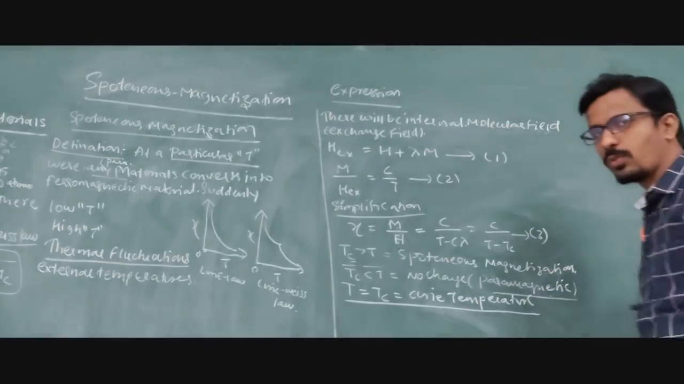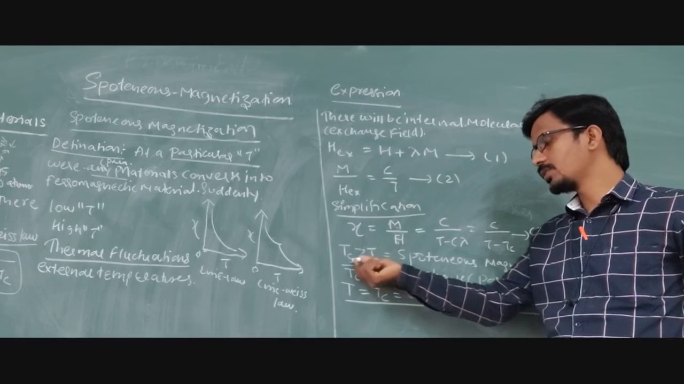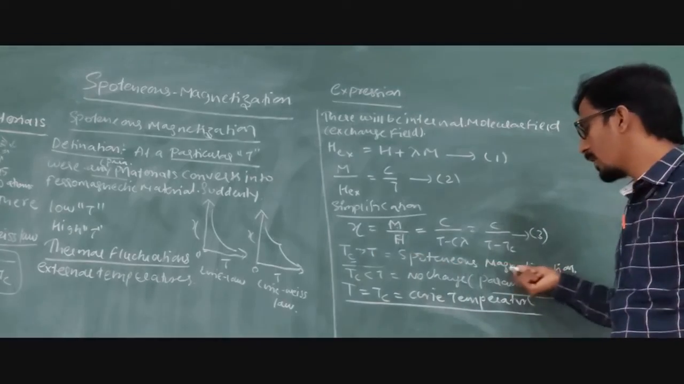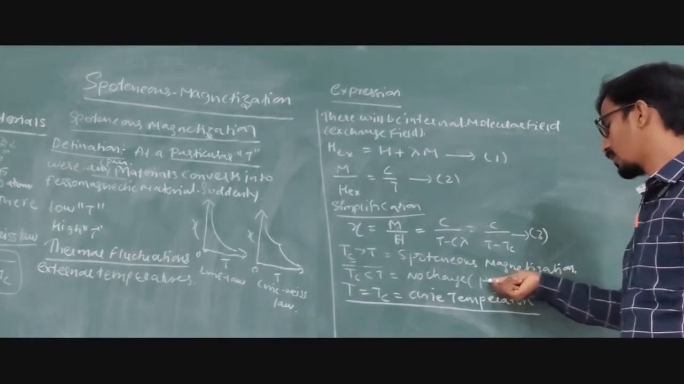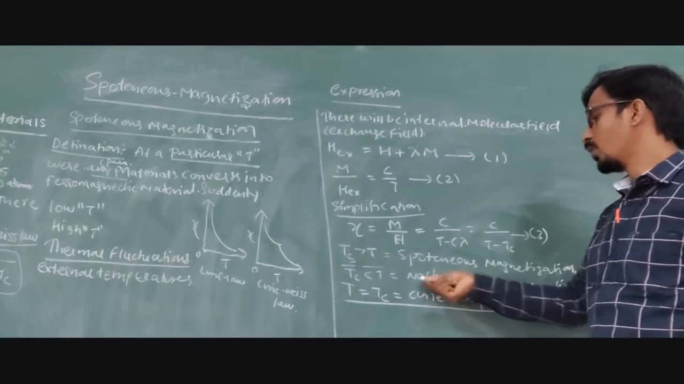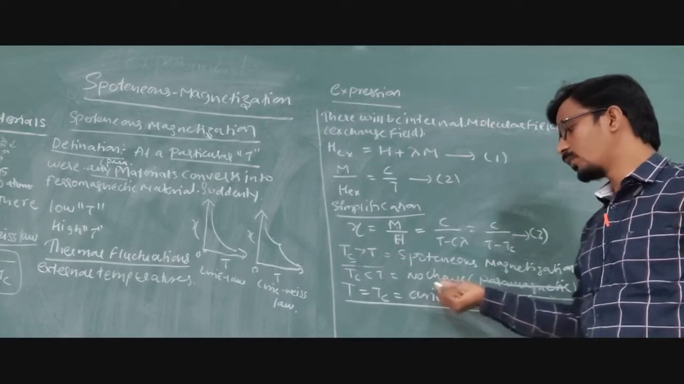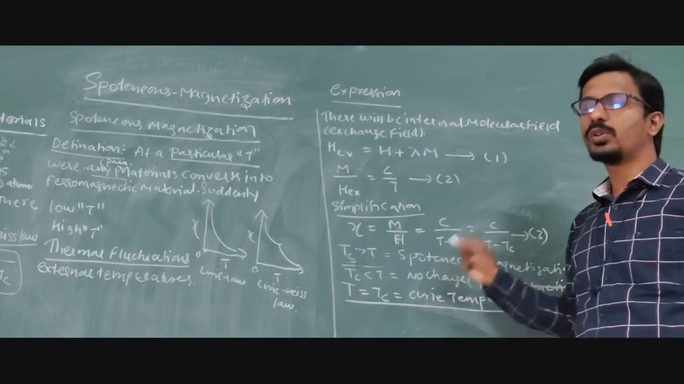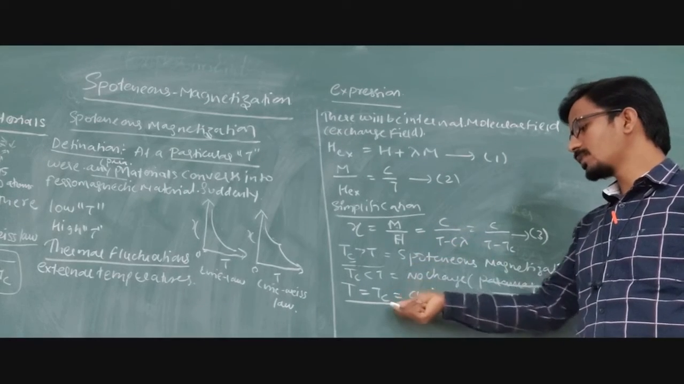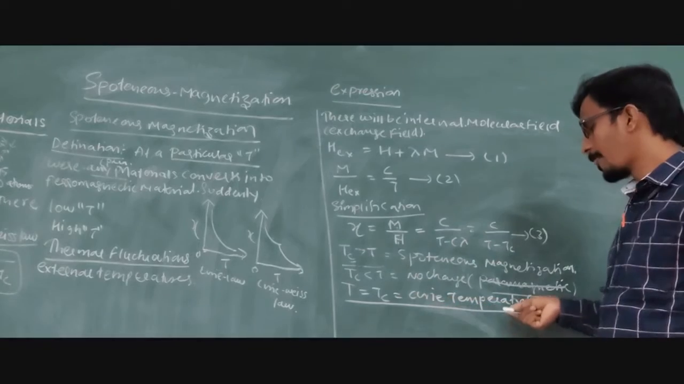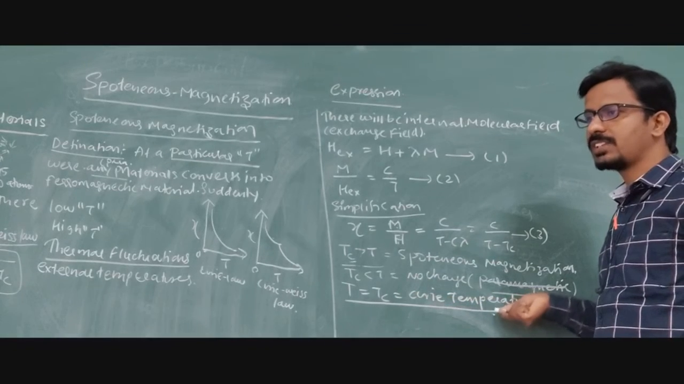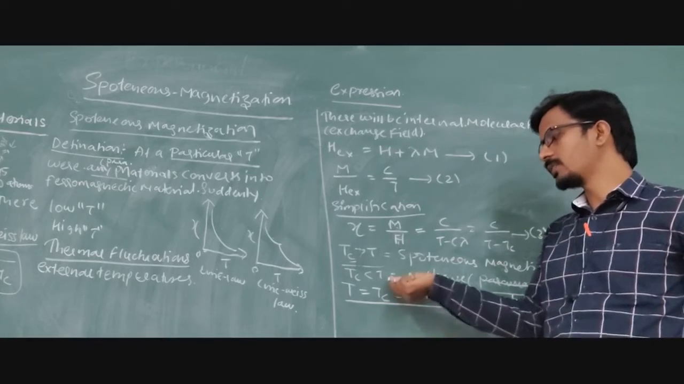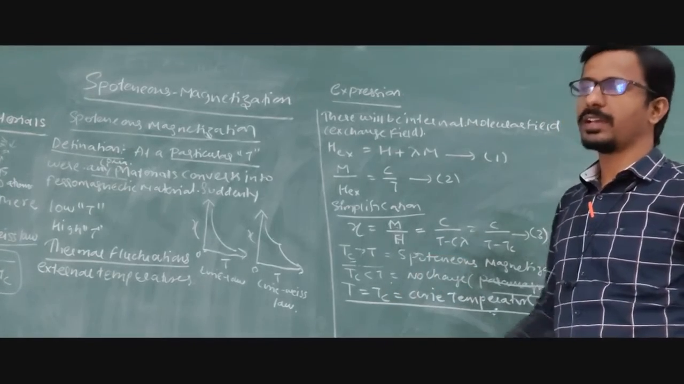So the conclusion overall is that T should not cross Tc. If Tc is greater than T, there will be magnetization, and you can get this parameter. No change means it will remain the same. Whatever the material is, it will remain the same because it is below the Curie temperature. And what is the Curie temperature? T equal to the Curie temperature. If this condition is satisfied, the material remains the same and does not change, otherwise it can change to paramagnetic or any other.